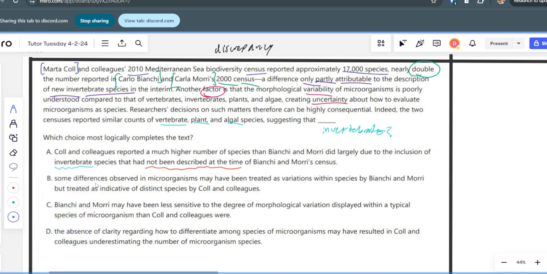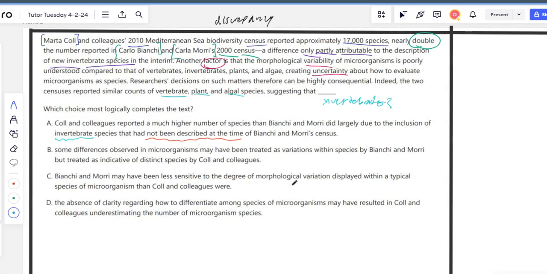B says some differences observed in microorganisms may have been treated as variations within species by Bianchi and Mori, but treated as indicative of distinct species by Cole and colleagues. I mean, B makes the most sense to me right now, especially because within this passage it says researchers' decisions on such matters are highly consequential, the decision of how to classify these species. So I'm going to go with B for now.